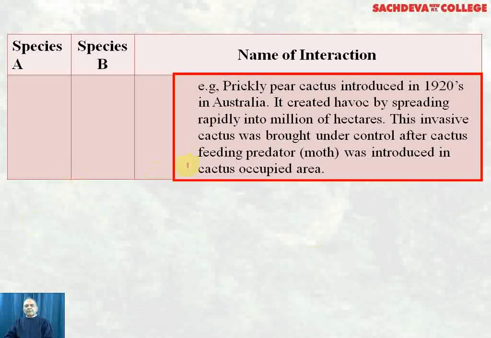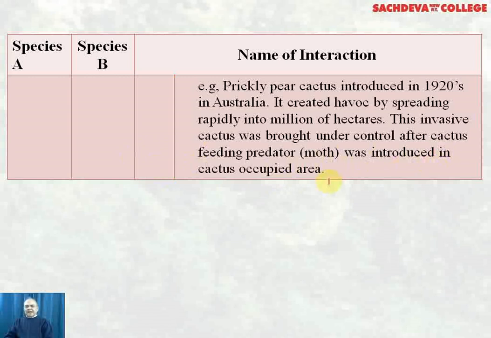Now let us take an example. For example, prickly pear, a cactus whose botanical name is Opuntia, was introduced in the 1920s in Australia. That plant got very favorable conditions there, and it created havoc by spreading rapidly over millions of hectares. This invasive cactus was brought under control after the cactus-feeding predator, the moth, was introduced in the cactus-occupied area, and this type of control is called biological control.